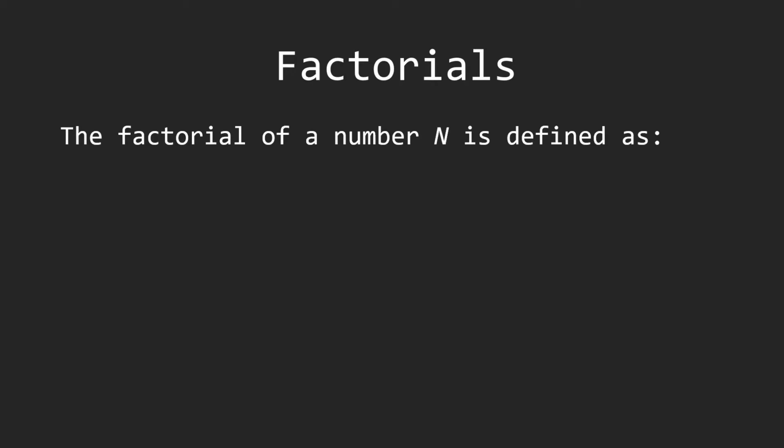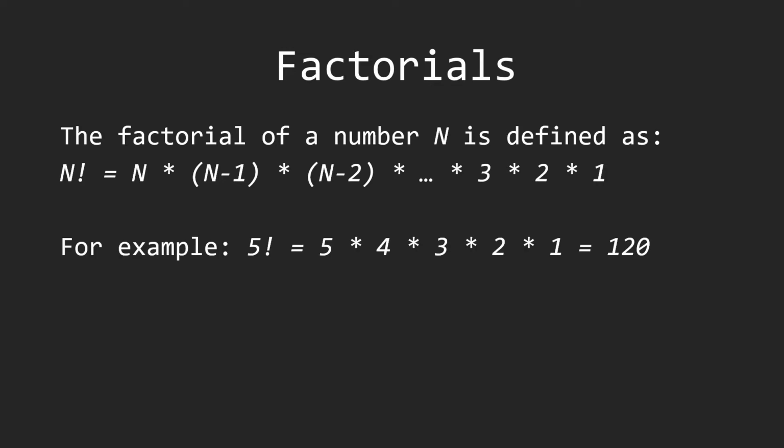The factorial of a number n is defined as n times n minus 1 times n minus 2, all the way to 1. So for example, if we had 5 factorial, it's 5 times 4 times 3 times 2 times 1, which is equal to 120. And how do we find n factorial using our program? Well, one obvious way is with a for loop: start your for loop at i equal to 1 and work your way to n, doing i++.